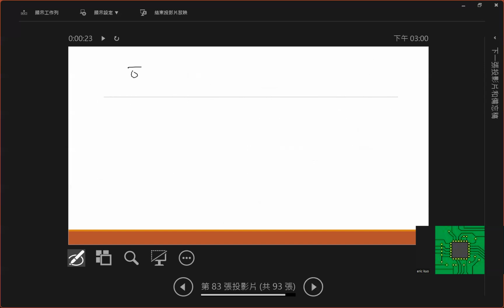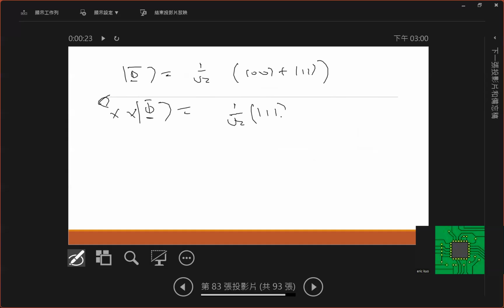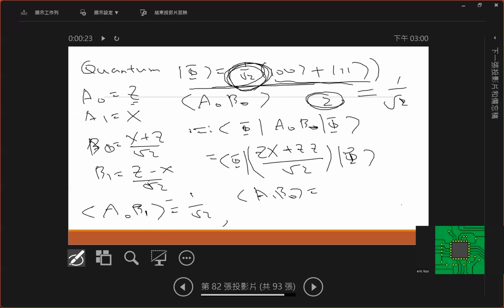So say psi is 1 over square root of 2 times (0,0 plus 1,1). If we apply X, remember X is a flip, so 0 flips to 1, so it's 1,1 and 0,0. So it's the same as the original state. So if we do A1 and B0, we get XX plus XZ, and XZ is 0, right? So it only survives XX, so it's 1 over square root of 2.